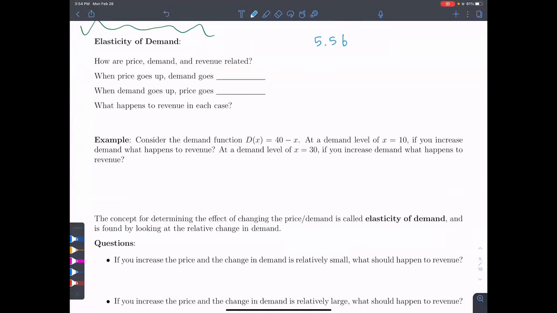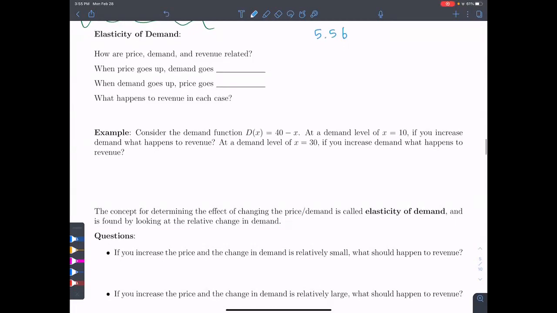So the elasticity of demand. This may be a thing you've already talked about in your business classes, but this is new to me. This is a math application that I was unfamiliar with until I taught business calculus. But maybe it is something that you guys know. The elasticity of demand is basically how price, demand, and revenue are related. So when price goes up, demand goes down. Obviously, the more expensive something is, the less people want it. When demand goes up, the price should go down.